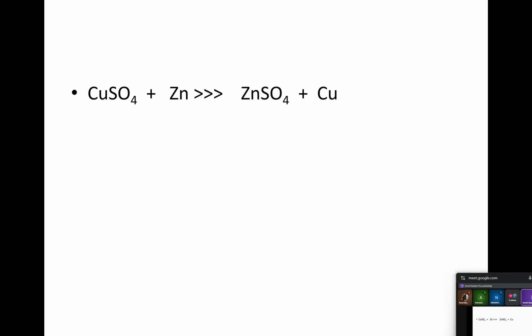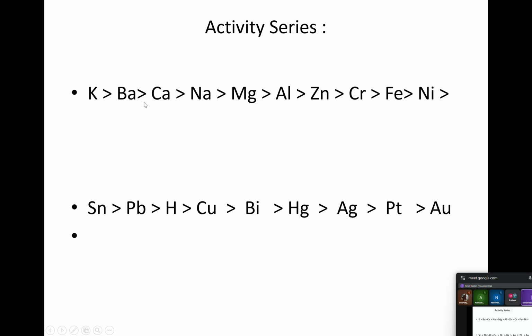Very important to note. So, let's take for example, you have CuSO4, copper(II) tetraoxosulfate(VI), combining with zinc. So here, will zinc be able to displace copper? Let's look at it. Look at the position of zinc here.